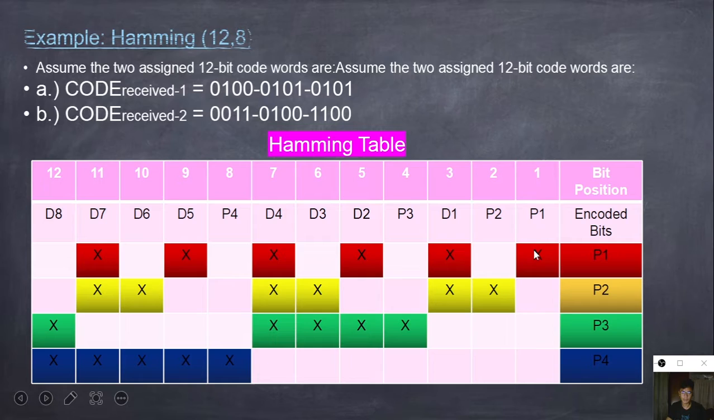The section marked as X is equivalent to 1, and the unmarked section has a value of 0. It is the same for P3, where the X has a value of 1 and the unmarked section has a value of 0. It is the same for P4, or parity 4.